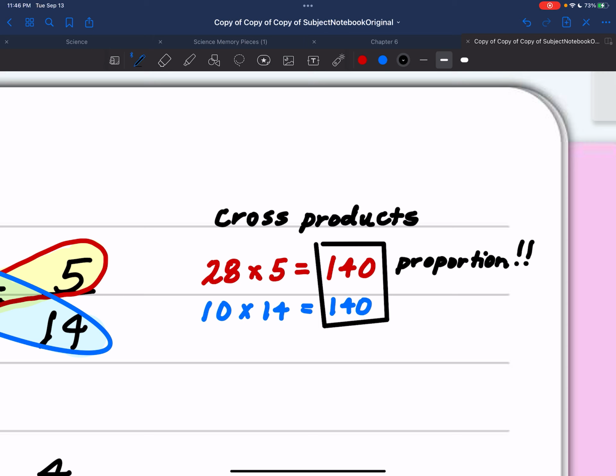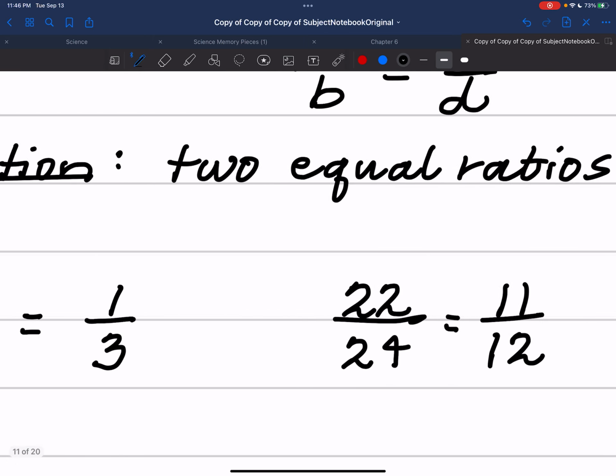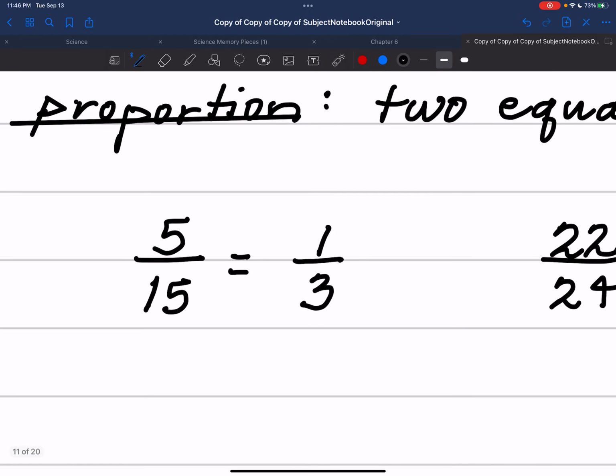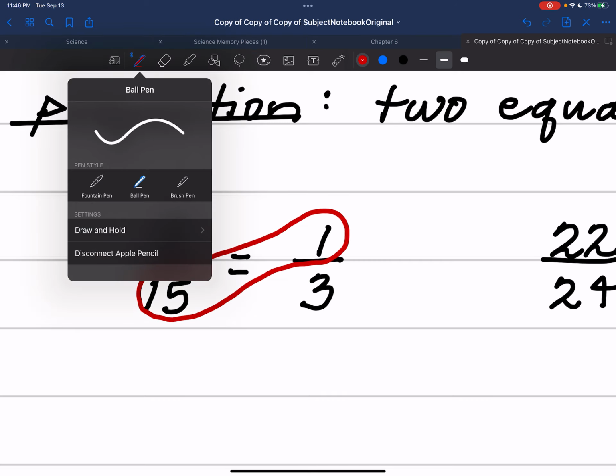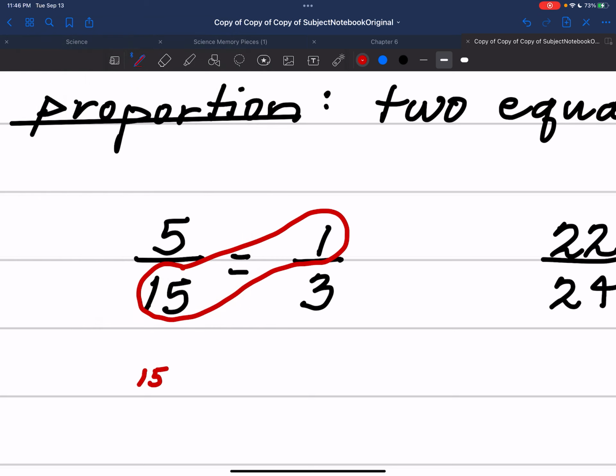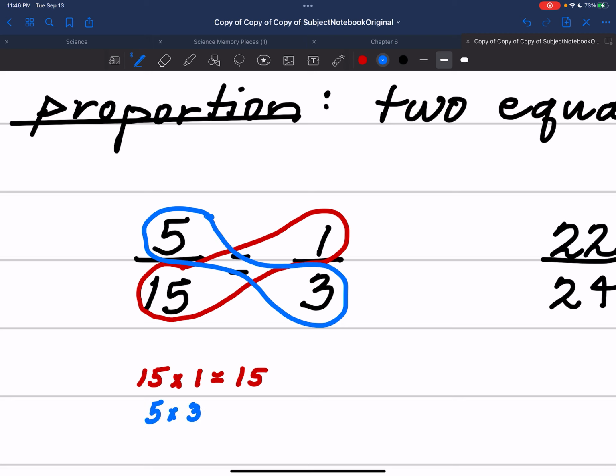Okay, so let's try the next one. Let's look at 15 times 1. So here's going to be the first peanut. So you get 15 times 1 is 15. And then the other peanut is 5 times 3. You always multiply peanuts. The cross products are equal. This is a proportion.